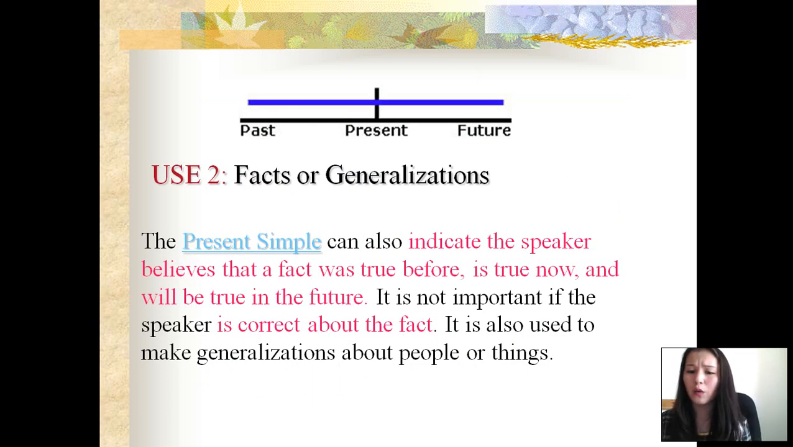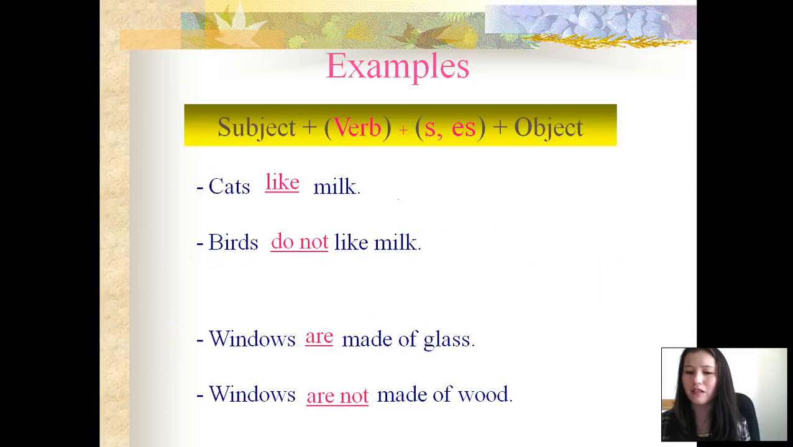The second one is when we talk about facts and generalizations. The present simple can also indicate the speaker believes that a fact was true before, is true now, and will be true in the future. It isn't important if the speaker is correct about the fact. It is also used to make generalizations about people or things. For example, the same order: subject, verb plus s or es, then object. Cats like milk, it is in general. Birds don't like milk. Windows are made of glass. Windows aren't made of wood.